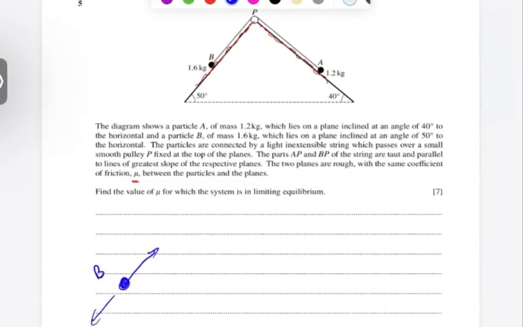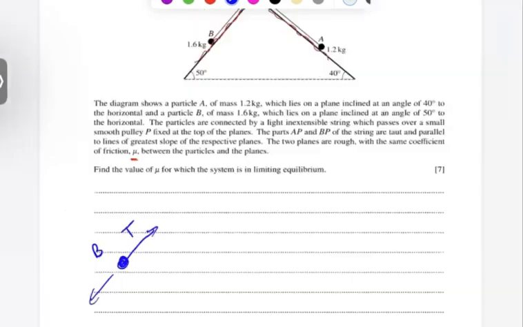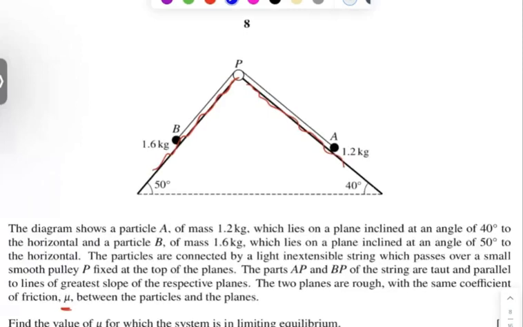Okay, so if we look at particle B, we know the tension is keeping it up. Because it's on an incline, we have to resolve the weight, so mg sine 50. And because there is friction, the question now is which direction of motion is this going to want to move? Let's just quickly talk about that. Here we can see that B is heavier than A, so it's probably going to go towards B.